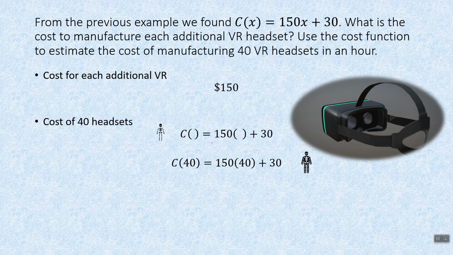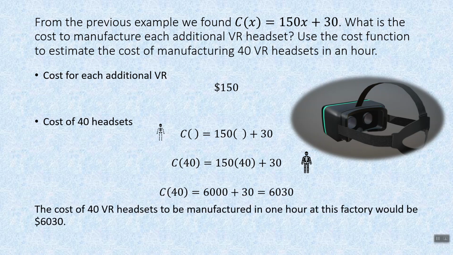So let's flesh it out by putting in the 40 headsets that we need here. So I'll put 40 in my parentheses. Do the multiplication. 150 times 40 is 6,000. Add 30, I'll get 6,030. But don't forget, this problem started with words. We should be able to end it with words because we need to be able to interpret our answer.